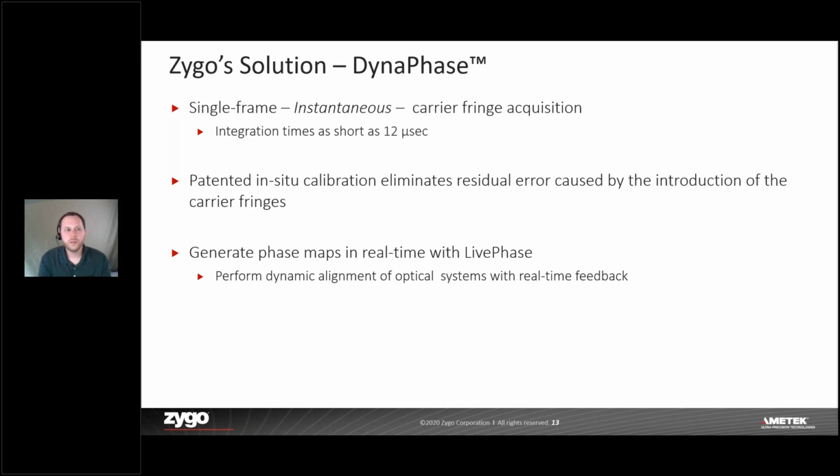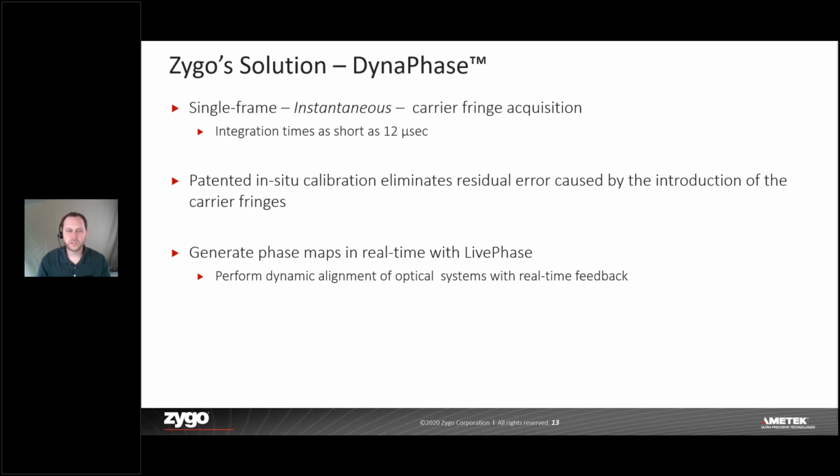So here, let's take a look at Zygo's solution to dynamic interferometry, and this is what we call Dynaphase. Dynaphase is a single frame carrier fringe method, and each one of these frames that we analyze can be as short as 12 microseconds. So it's getting really close to a true instantaneous measurement. And as you expect, Dynaphase is insensitive to vibration and turbulence.